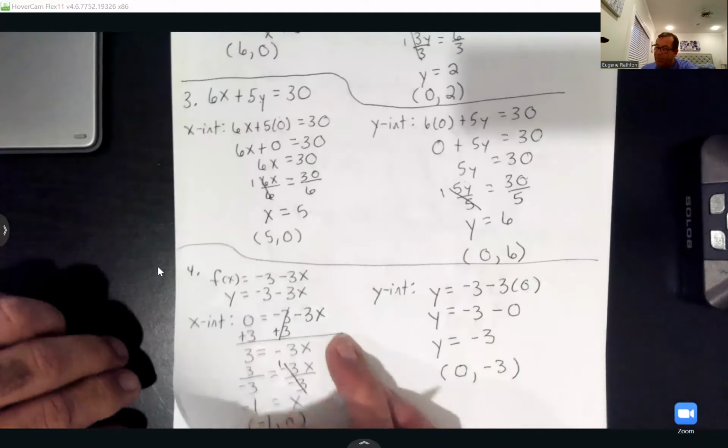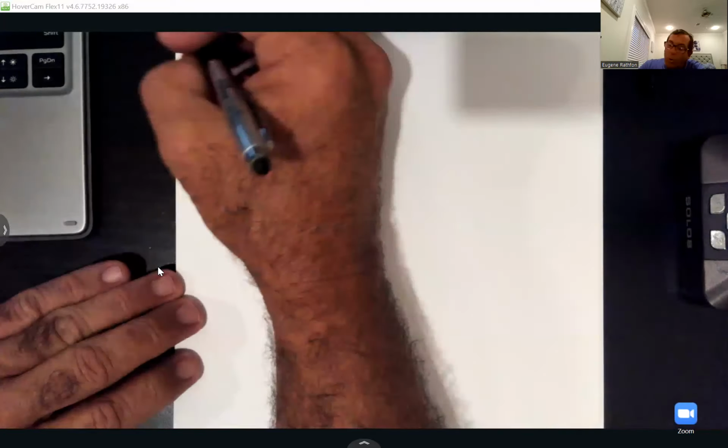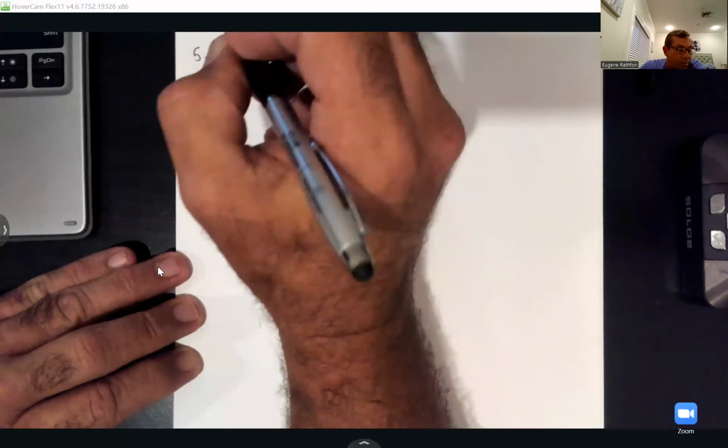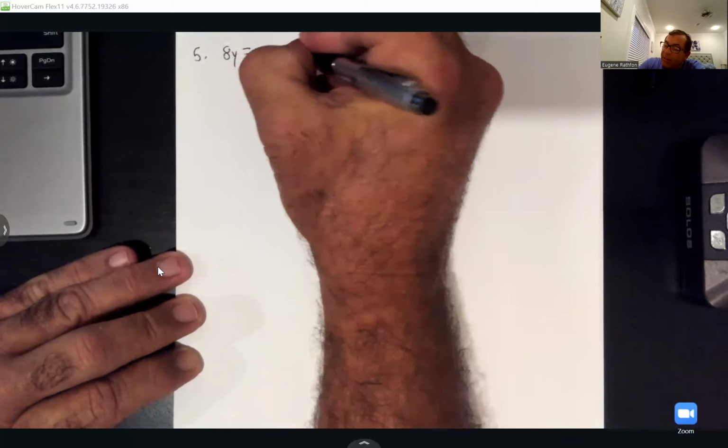All right, y'all, turning my page and reset my camera. All righty. So one more of those for number 5. Graph by using the intercepts. 8y equals -16 plus 2x.